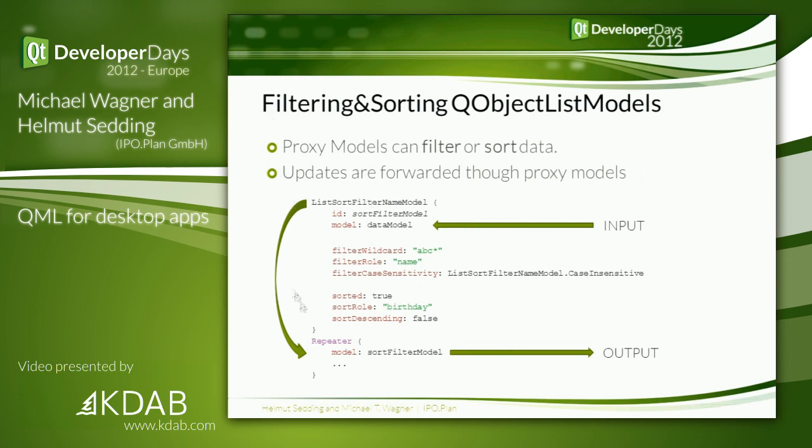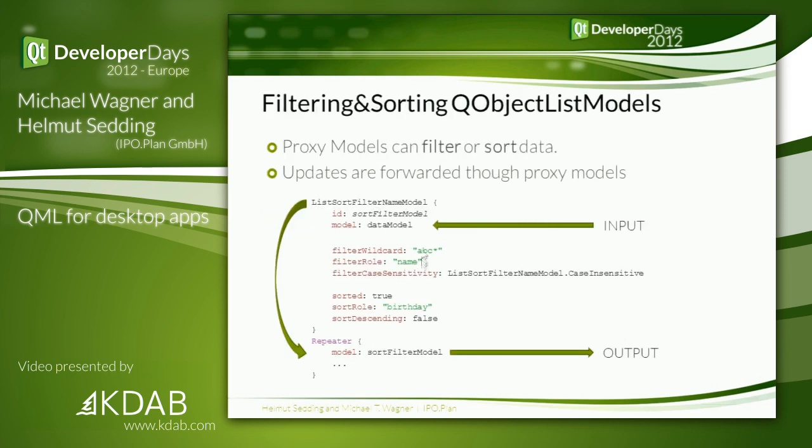So how would you define such a model? You simply have a list sort filter name model. You assign an object list to it, and then tell it that the name should be filtered by everything that starts with ABC. And it should not be case sensitive. And it should be sorted, but not by name. It should be sorted by birthday, for example. And then you can just reuse this in all your repeaters or whenever you wish. So you simply define a few lines of QML. You can process an input model and have some result.